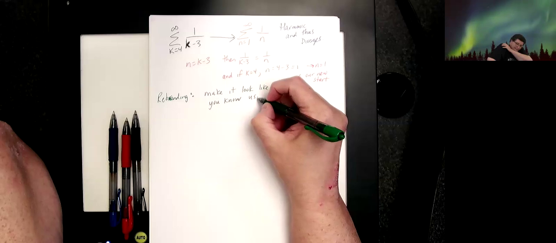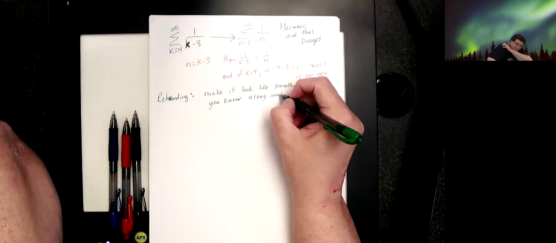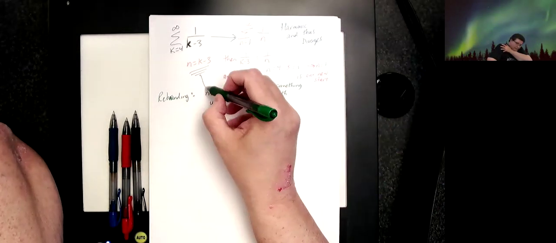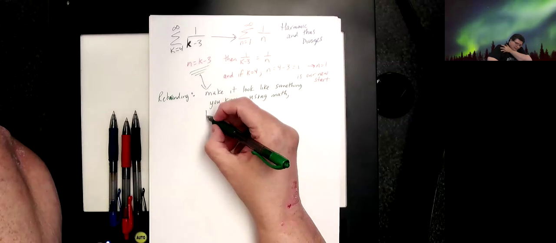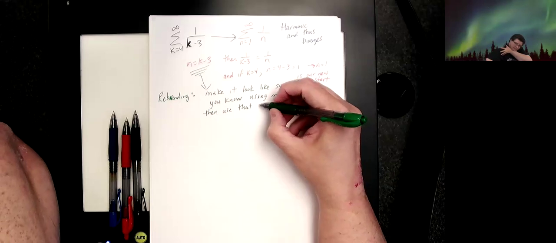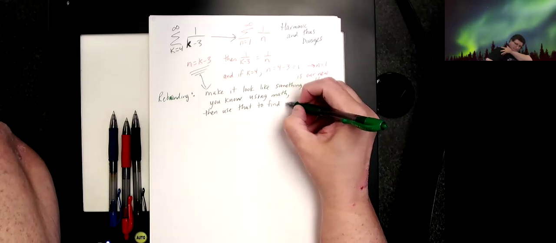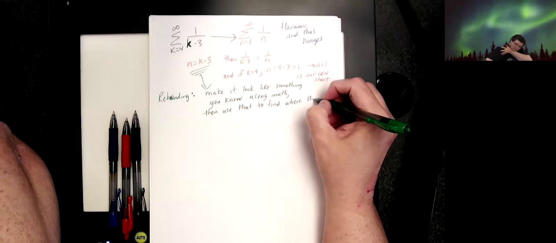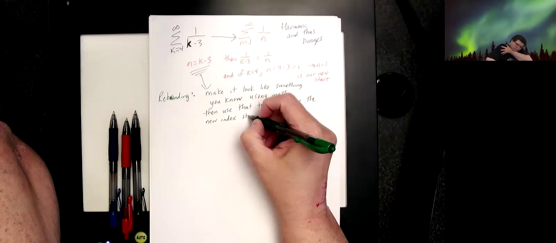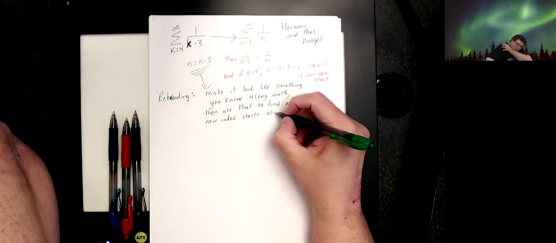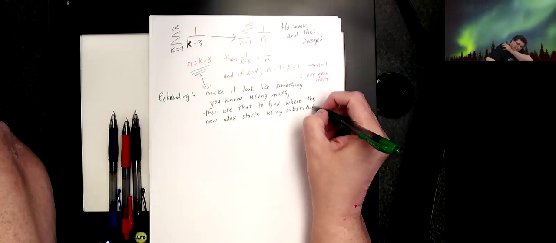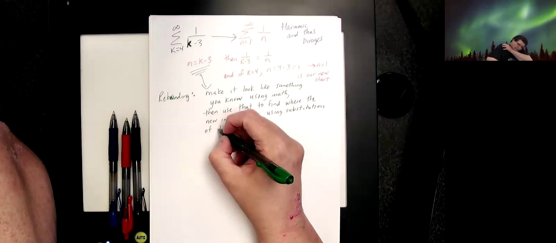Using math, like what I did here, n equals k minus 3, then use that to find where the new index starts, using substitution of the old index, of the old starting index.